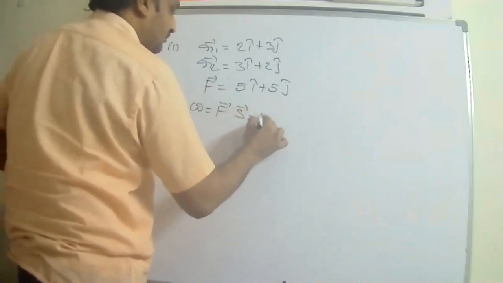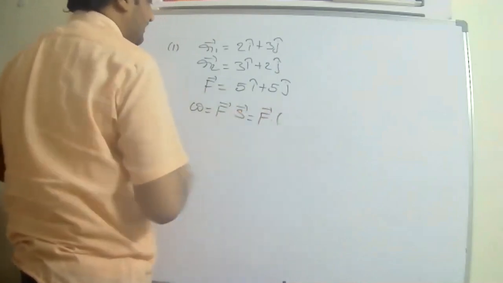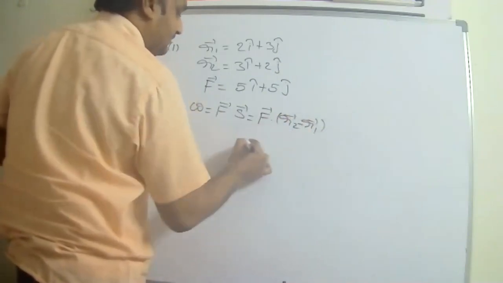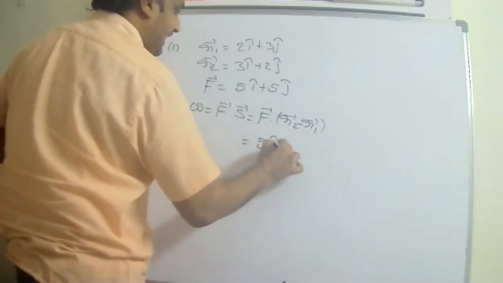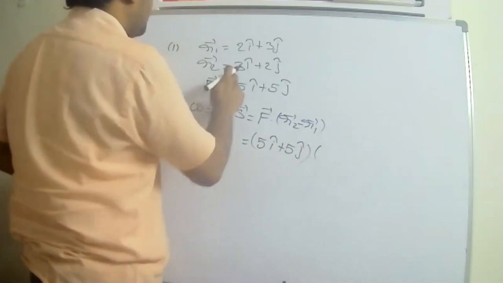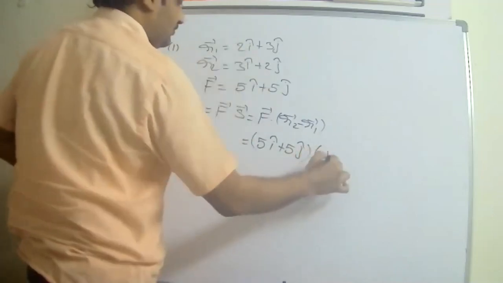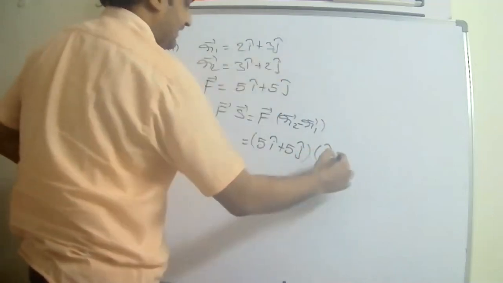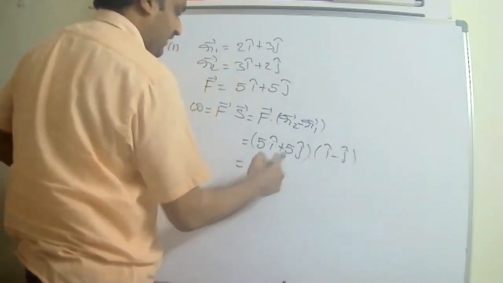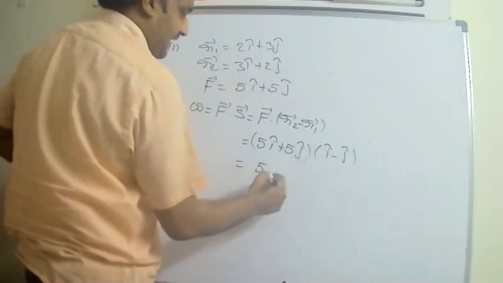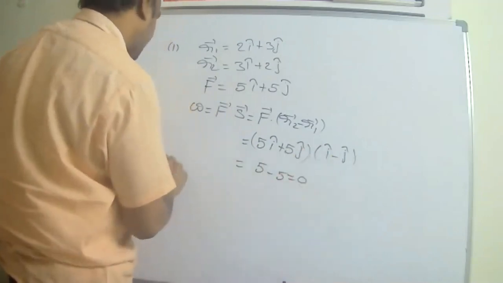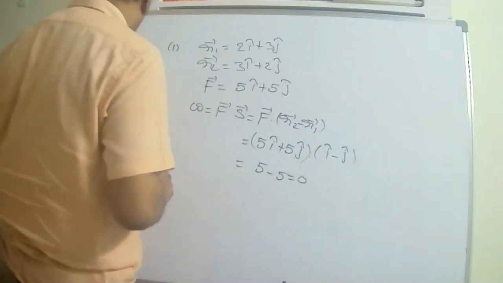S bar is equal to, what is displacement when position vectors are given? It is R2 bar minus R1 bar. So 5 i cap plus 5 j cap dot R2 minus R1. 3 minus 2 is i. 2 minus 3 is minus j. So 5 i dot i minus 5 i dot j, that is 5 minus 5, that is 0. So work done is 0 joules.